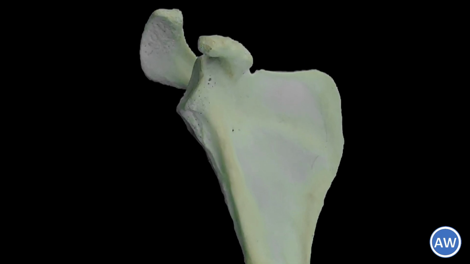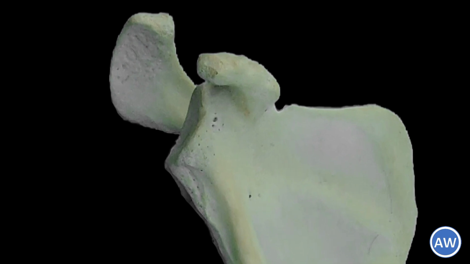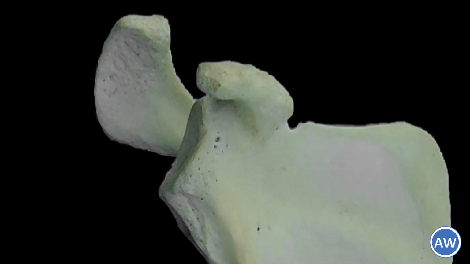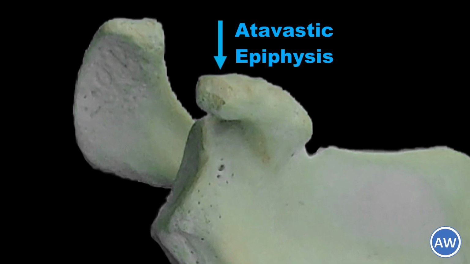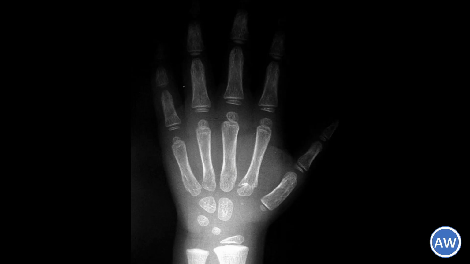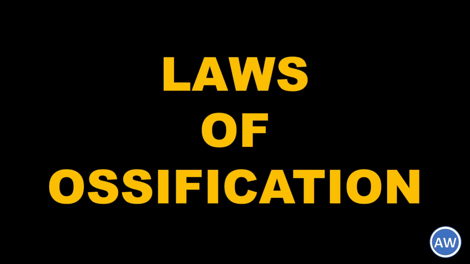There are some bones like the coracoid process of scapula, which is otherwise a separate bone in lower animals, but in humans it gets attached to the nearby bone. This type of epiphysis is called the atavistic epiphysis. Sometimes an epiphysis may be present at an area which is not a normal site for it, like in this picture where it is present in the lower end of second metacarpal. This type of epiphysis is called an aberrant epiphysis.